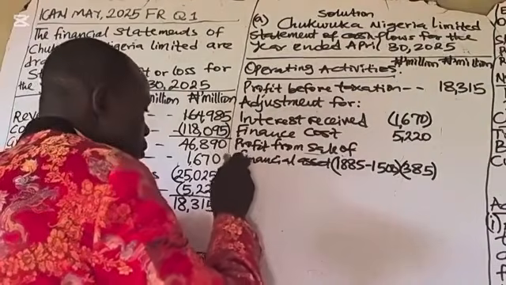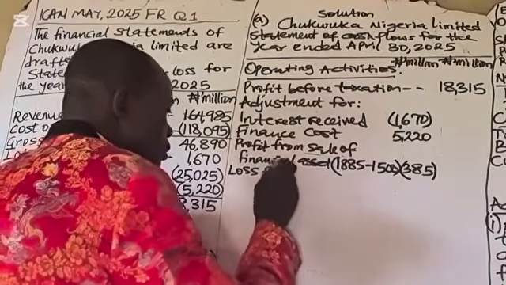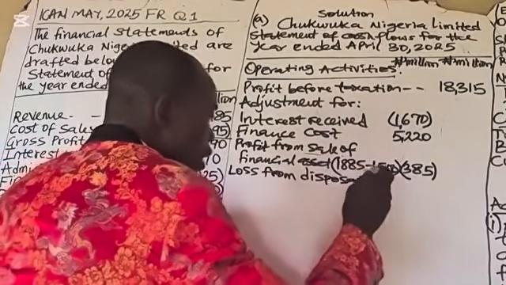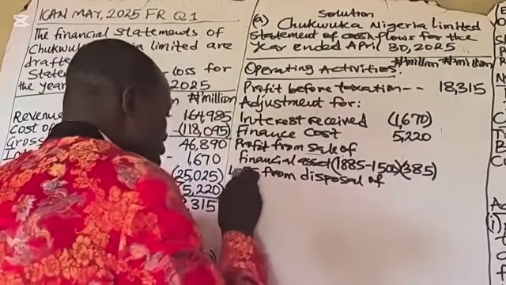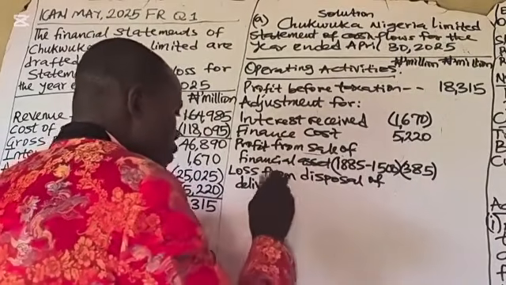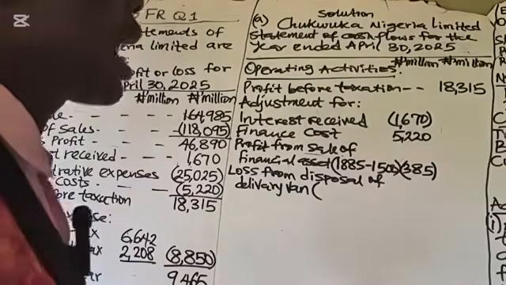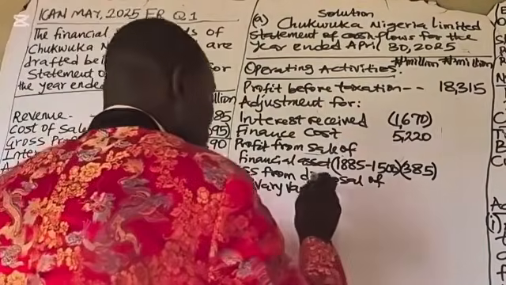Loss from disposal of delivery van. We say it is a loss because the carrying amount is greater than the proceed. The carrying amount is 3,750 million.